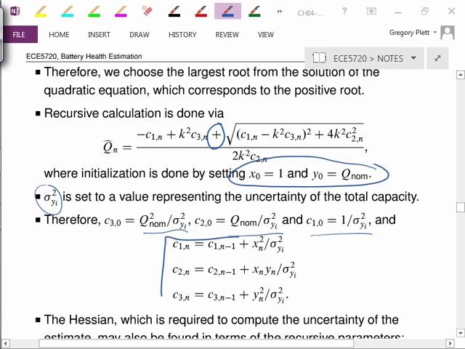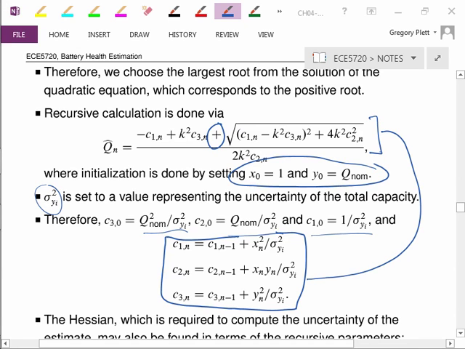After we initialize, we recursively, every time iteration, update this way. We add x squared over sigma yi squared to C1 and so forth to C2 and C3. Then I put those into this equation, and that gives me my capacity estimate. Very simple to do. No drama.